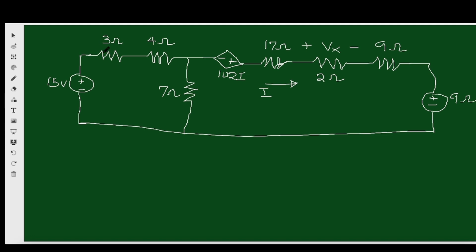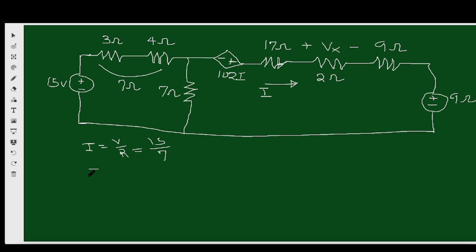So let's combine these 3 ohms and 4 ohms to give us 7 ohms, right? These two will give us 7 ohms, so that we can transform this 15 volts to a current source in parallel with this 7 ohms. So what would that give us? That will give us I equals V over R, which is 15 over 7, because 7 is the one parallel to it, right?